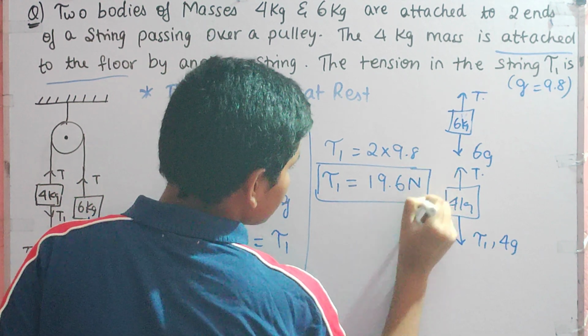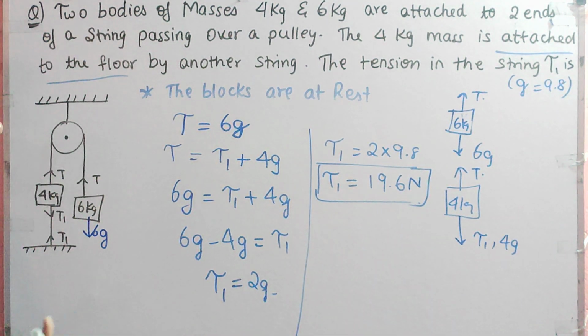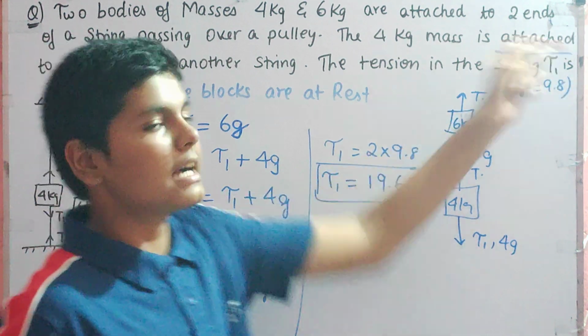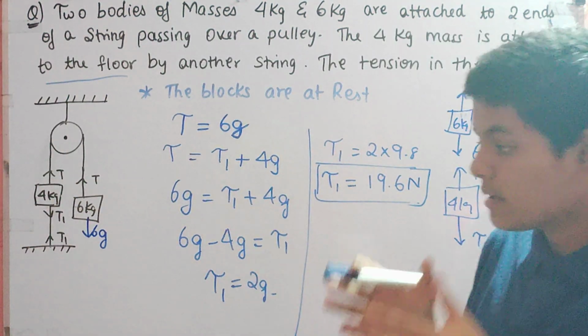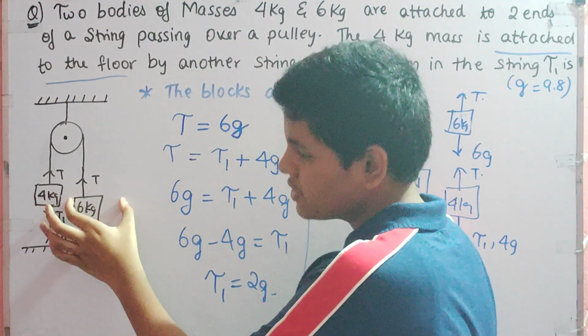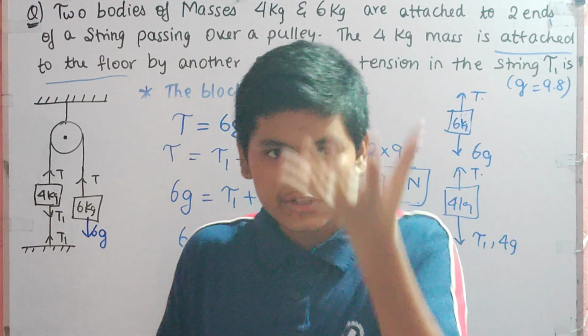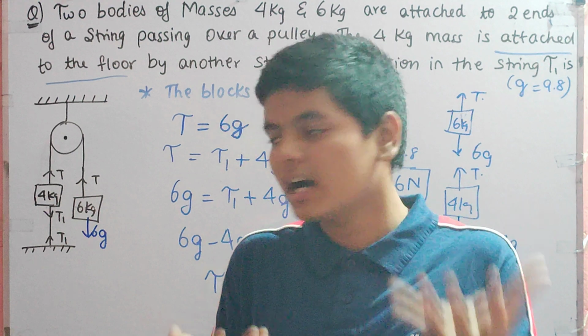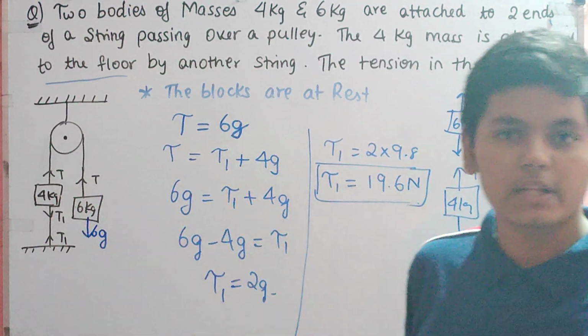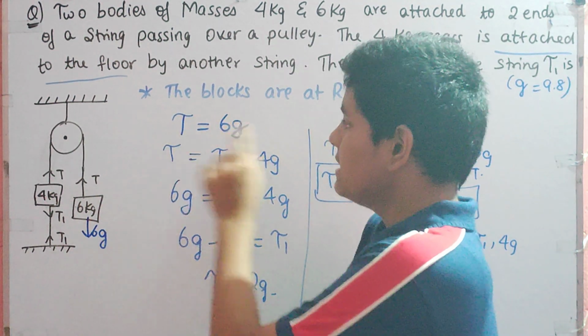19.6 newtons. So what we did here, as they have given, is that the mass is attached to the floor. It means that the 6G is trying to go down, but it cannot go down because it is fixed from here. It is trying to come down, but it can't. So 6G is equal to T, and from here we got that T is equal to 6G.